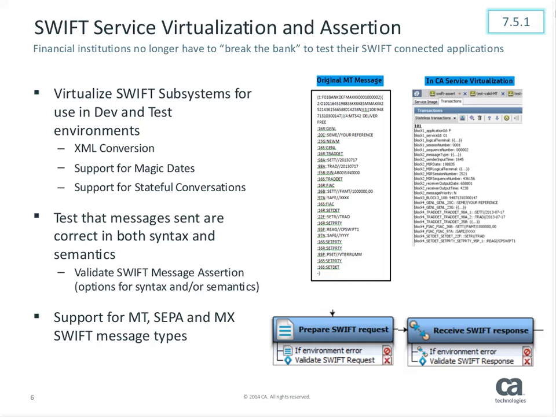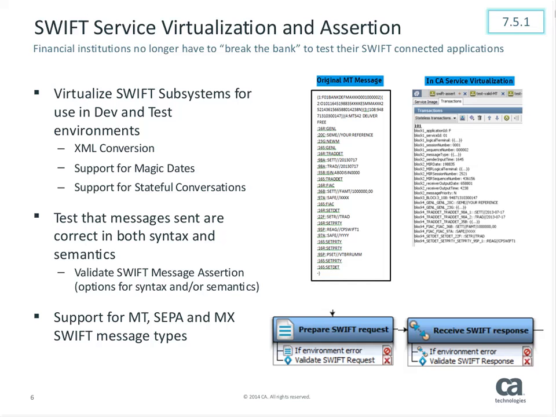Okay, so the first one I'm going to go through is the Swift Service Virtualization and Assertion. For those of you who don't know about Swift, just a quick overview. Swift is a messaging protocol and a network infrastructure, providing a standard transfer of messages containing financial transactions between banks and other financial institutions. This is something that's used globally, worldwide. Over 2 billion messages are presented throughout a year's time. So this is a very well-known message protocol and network infrastructure for transferring those secure messages.